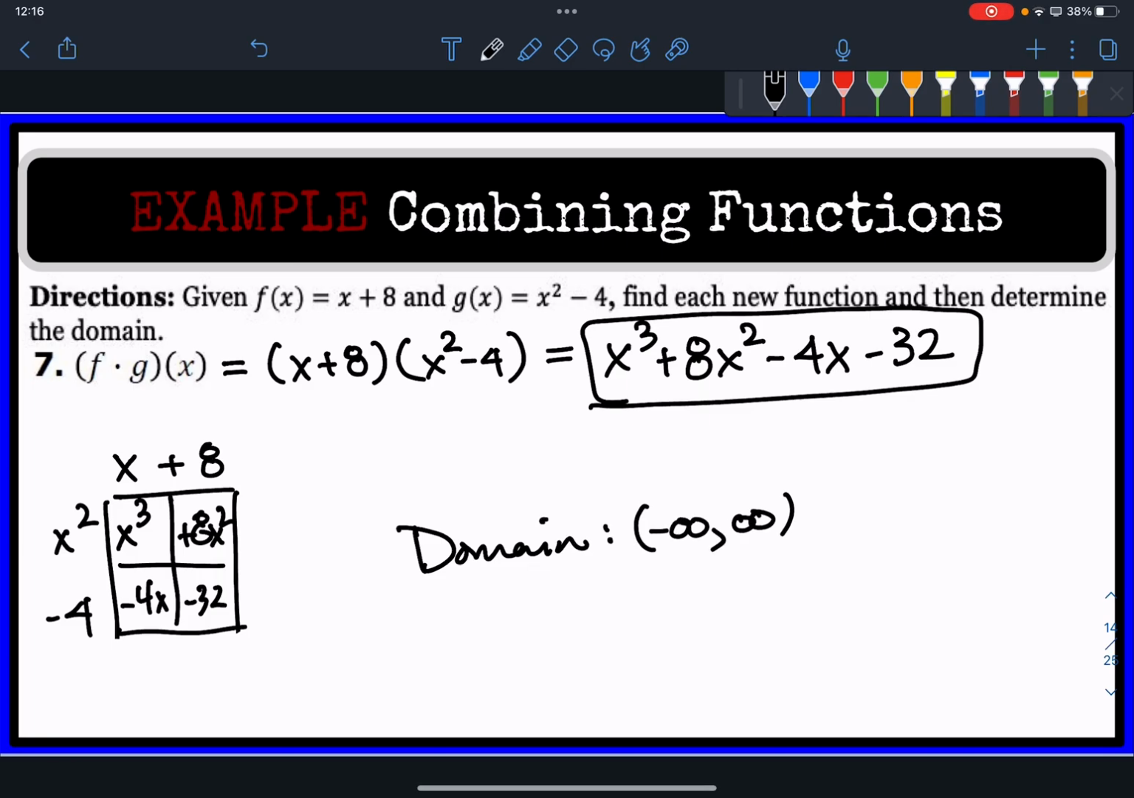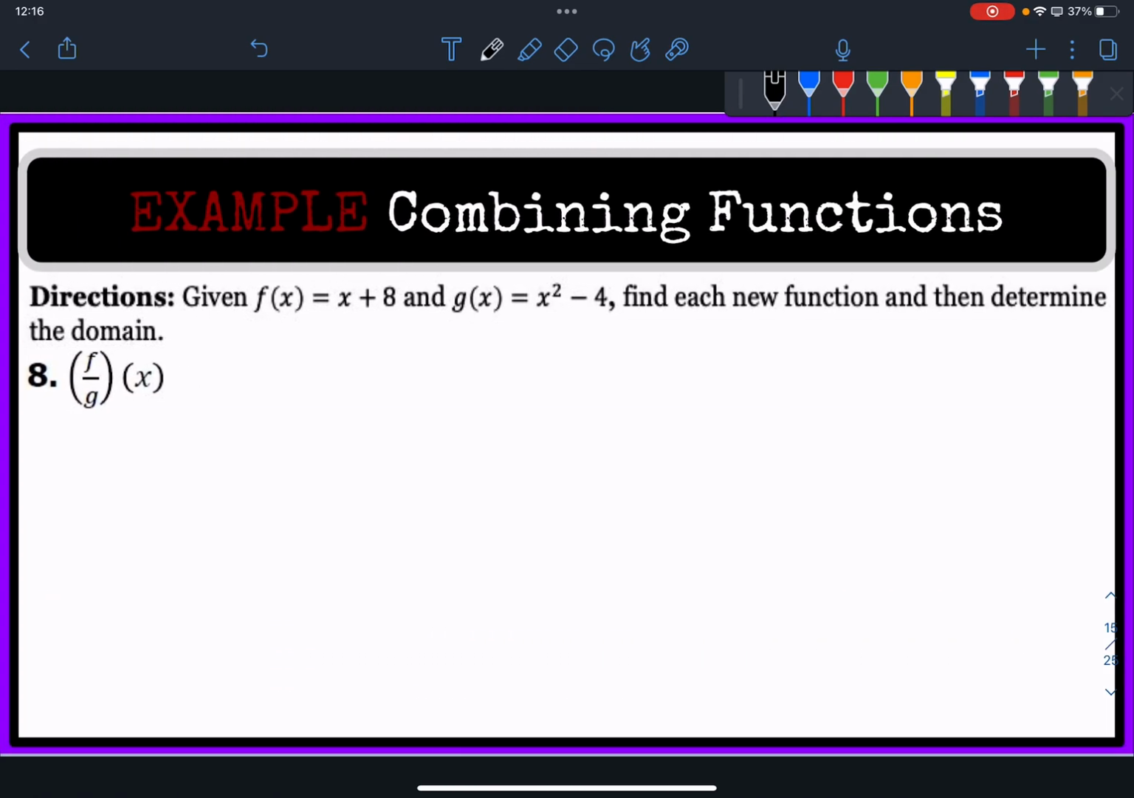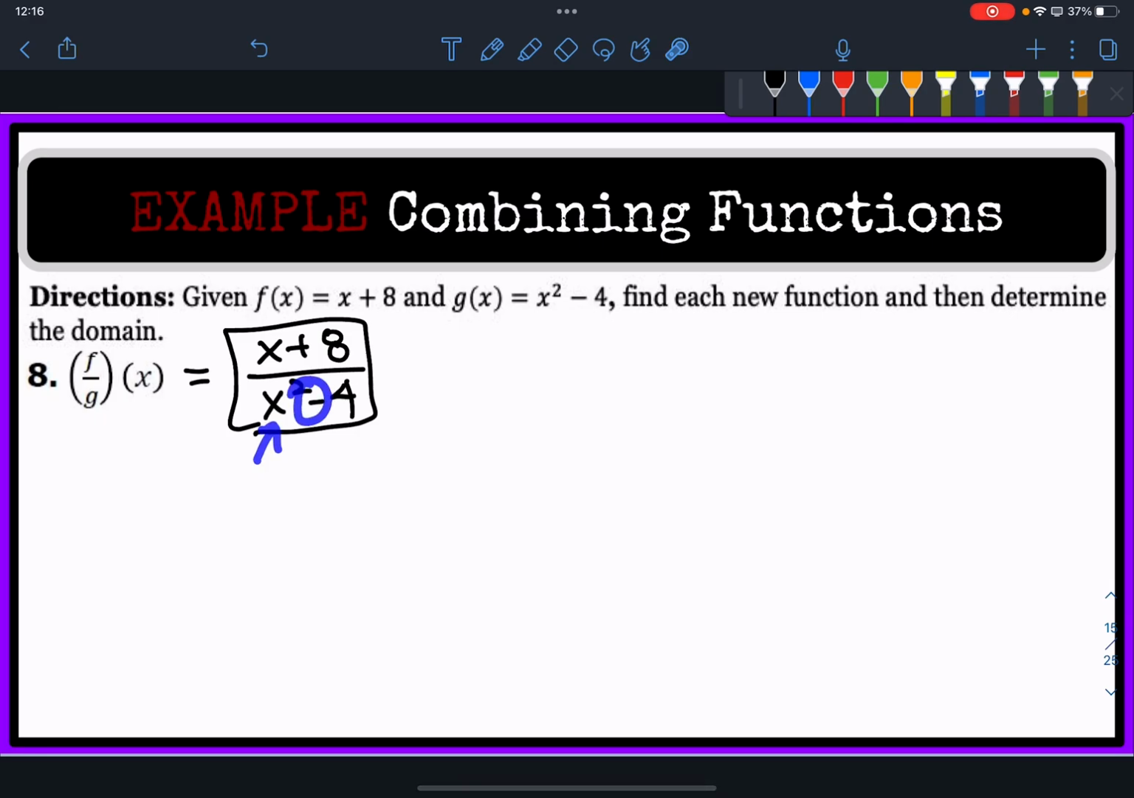And again, these do not have any restrictions, so the domain, again, is all real numbers. This one simply puts f over g, and there's your answer. But to find the domain, to figure out what numbers we have to exclude, on this one there has to be some exclusion because there's a possibility of dividing by 0, plugging in a number for x that will make x minus 4 equal to 0.